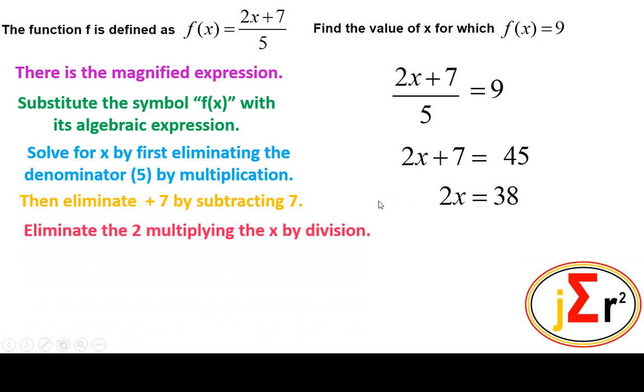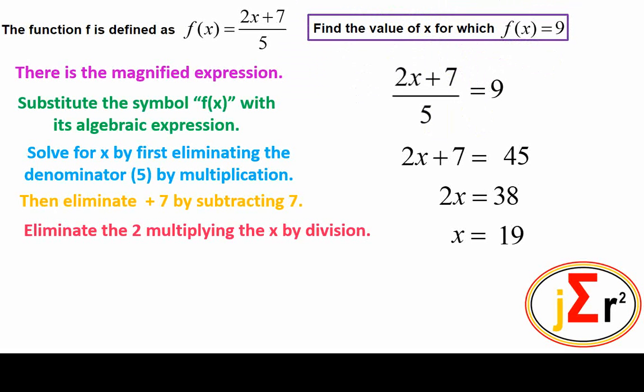And we will finish up by eliminating the 2 that we are multiplying by here, and we will do that by dividing by 2. Cannot do that on one side. We need to divide both sides by 2. By so doing, 2 will be eliminated from the left-hand side, and on the right-hand side, we will have 38 divided by 2, which is going to give us 19. Find the value of x for which f of x is equal to 9, and that value of x is 19.